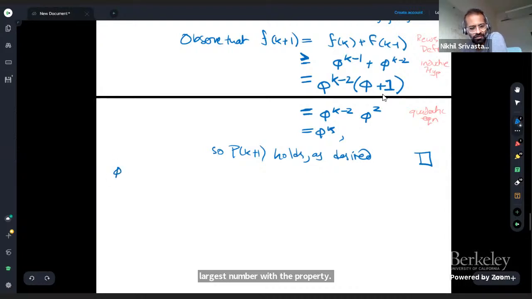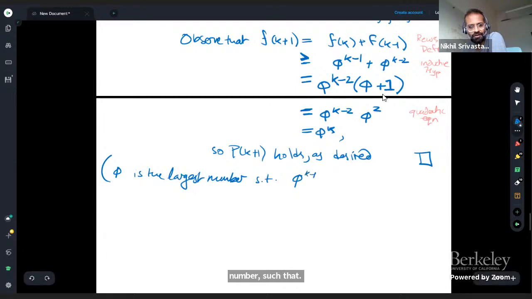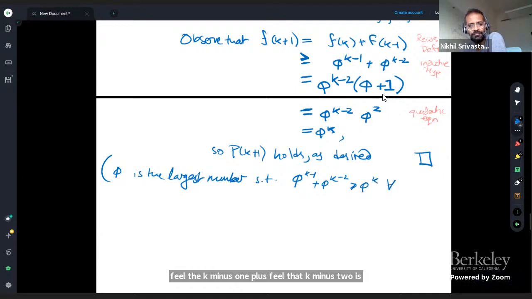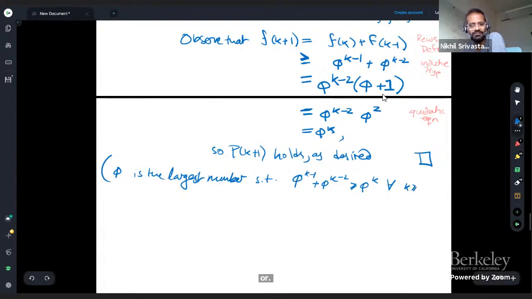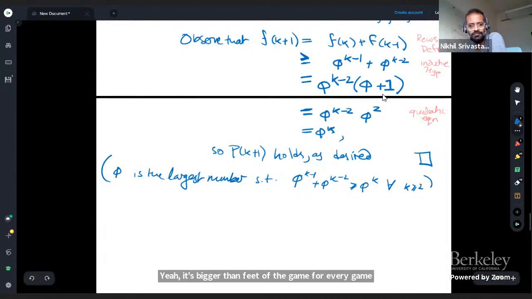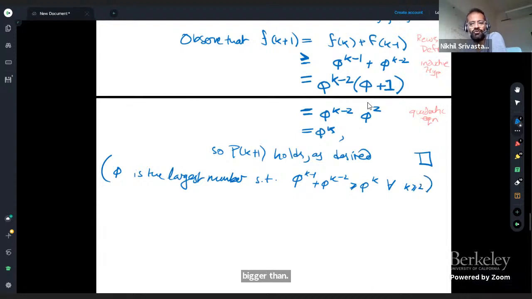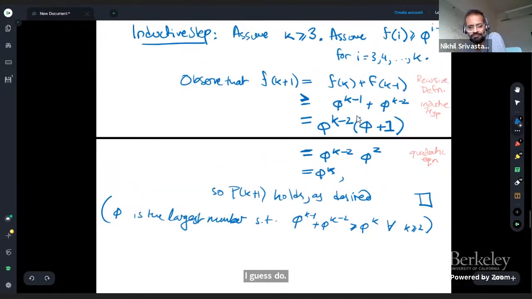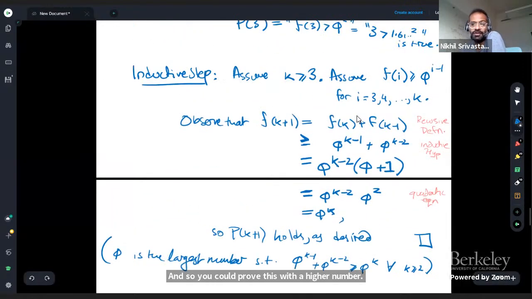So phi is the largest number such that phi to the k minus 1 plus phi to the k minus 2 is bigger than phi to the k for every k bigger than, I guess, 2. And so you couldn't prove this with a higher number. And that's why the golden ratio appears in this proof.